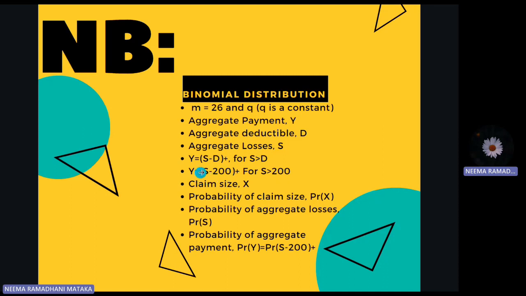So for this case, we need any value of S that's greater than 200. We also have our claim sizes denoted as X, and the probability of our claim sizes is Pr(X), and the probability of our aggregate losses will be denoted as Pr(S). And lastly, the aggregate payments will always be S minus 200. The 200 is our deductible.